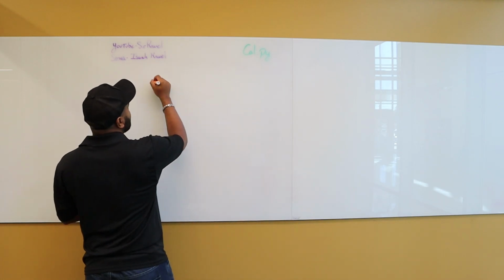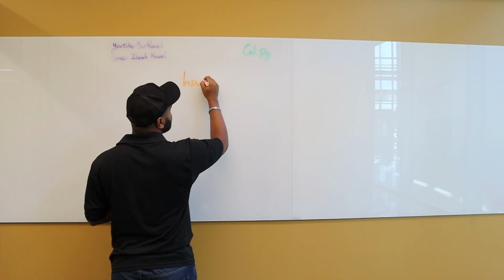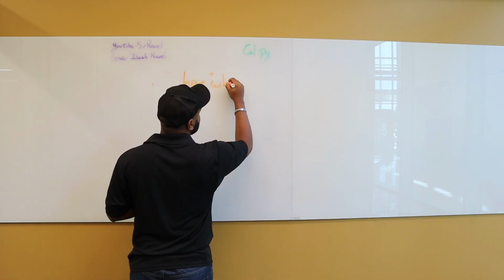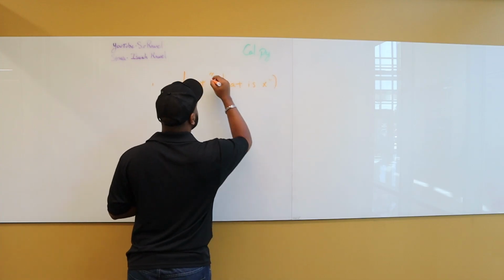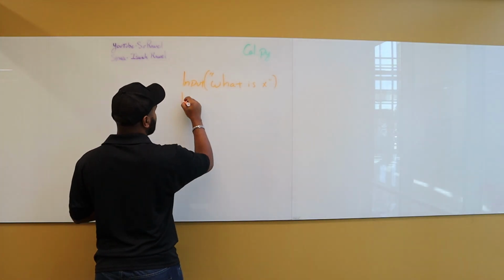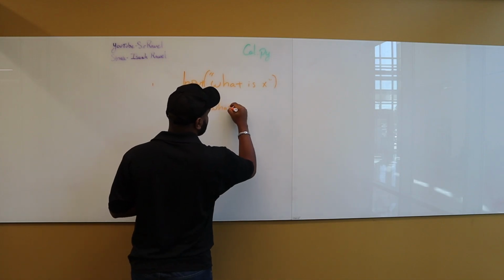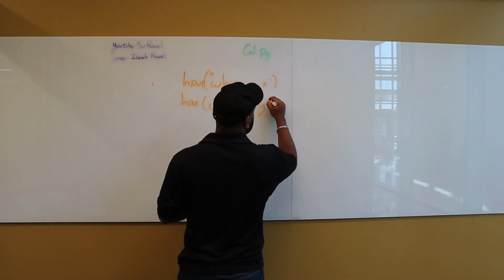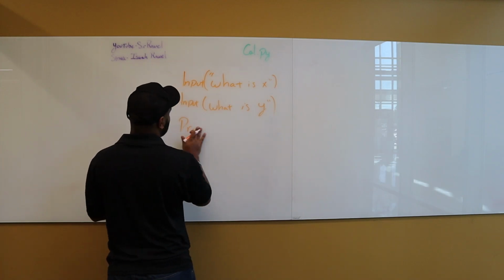For the first line of code, we're going to have input, what is X. Input, what is Y. Print. Oh, wait.